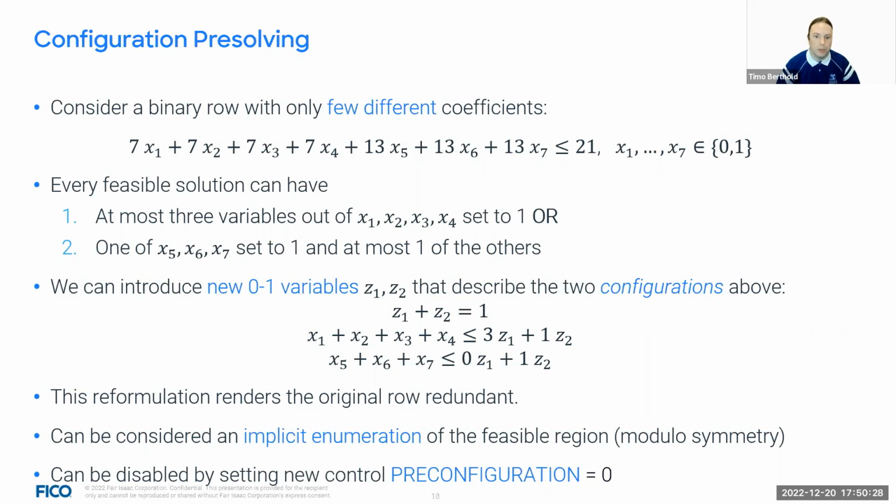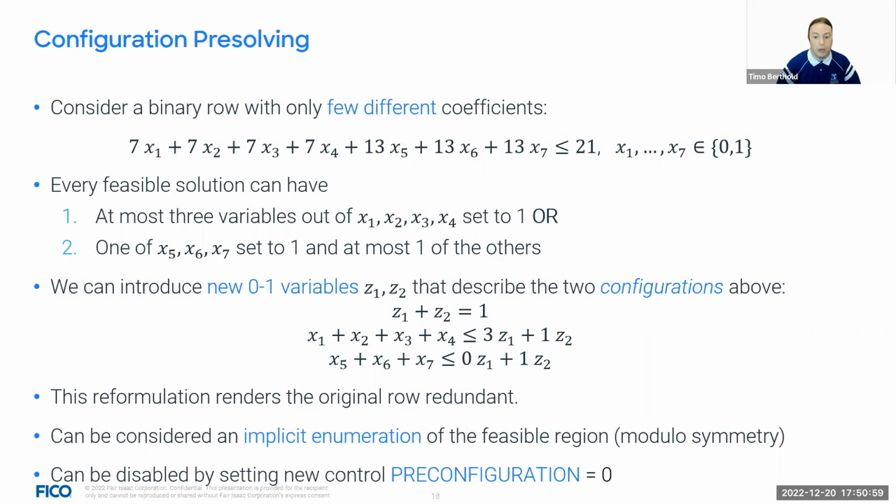And the example here on the slide is really an understatement. Often you have hundreds of variables with only 3 or 4 different coefficients. And this presolving operation then enumerates the maximal configurations for such a row, where each set of variables with the same coefficient is understood as one entity, essentially. You then introduce an extended formulation with new variables that represent a choice of one such configuration. And this reformulation is equivalent, but usually much tighter.